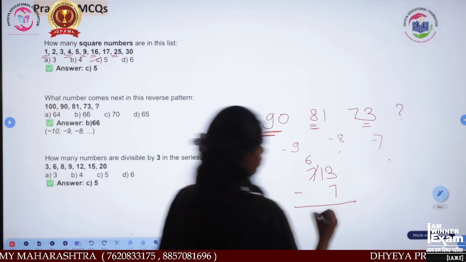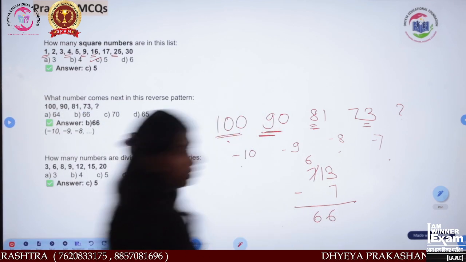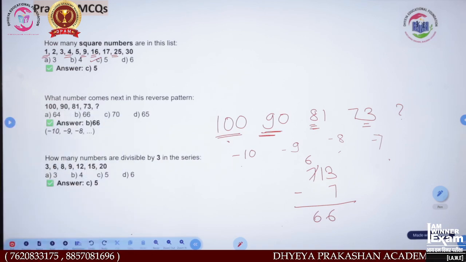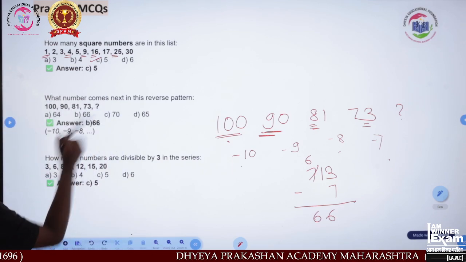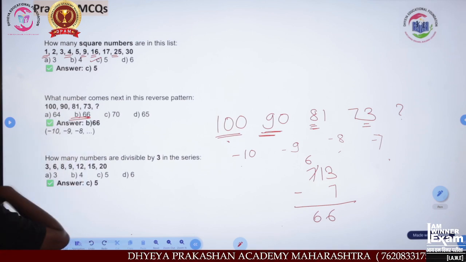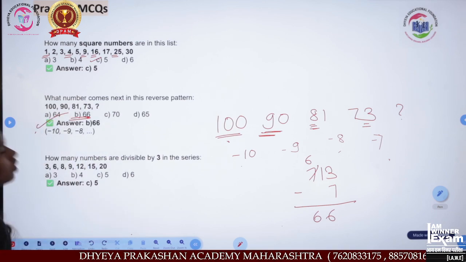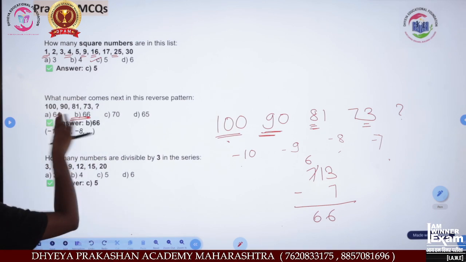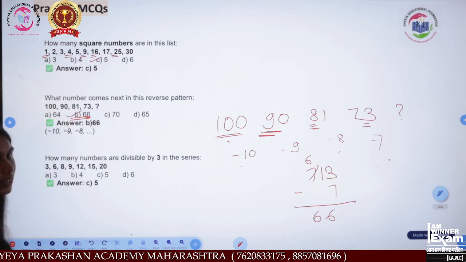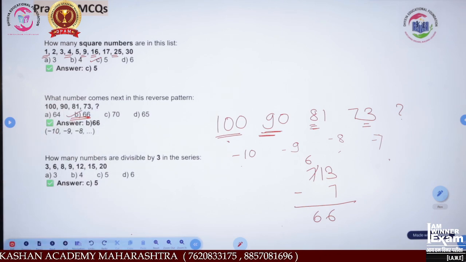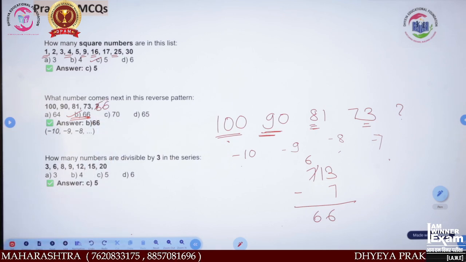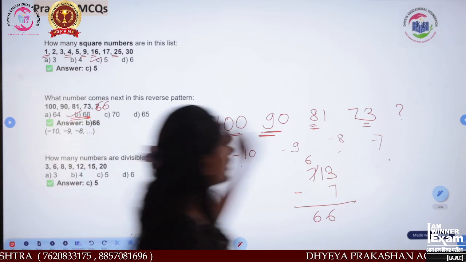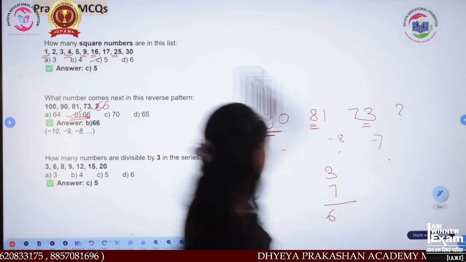So your answer will be 66. So where is the correct option? Where is the 66 here? Here, option B. So the correct option will be option B, that is 66. Okay, so the number 66 should come here. Then moving towards the next question.